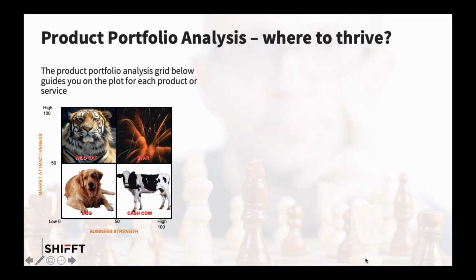So, a product portfolio analysis is a tool developed by Boston Consulting Group. It's often called Boston Squares, and what it does is get you to look at 4 phases of product growth: wildcats, stars, cash cows, and dogs. And I'll go into those in a bit more detail.